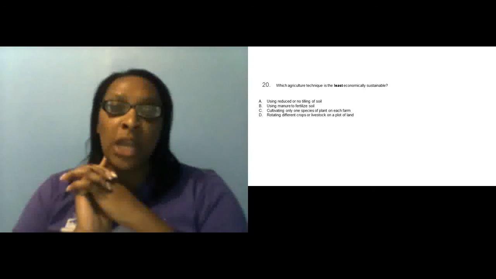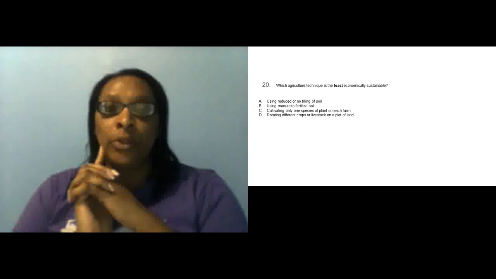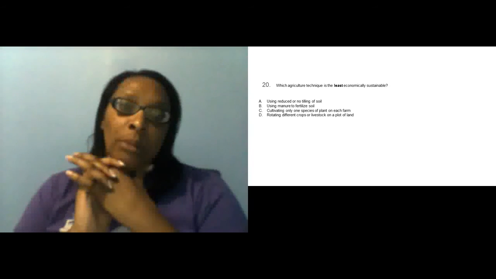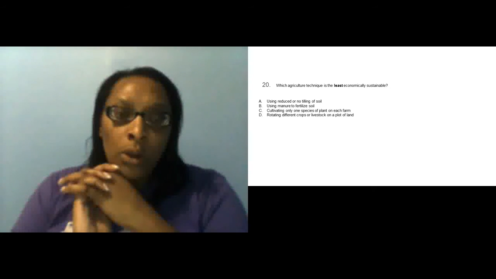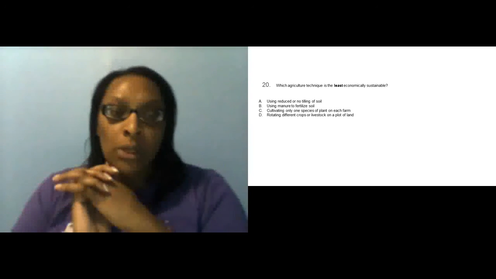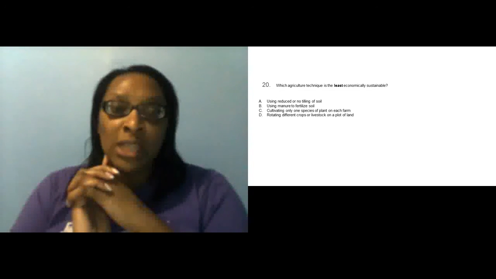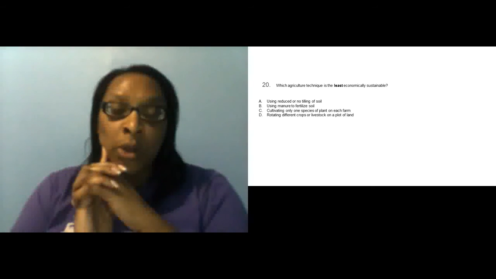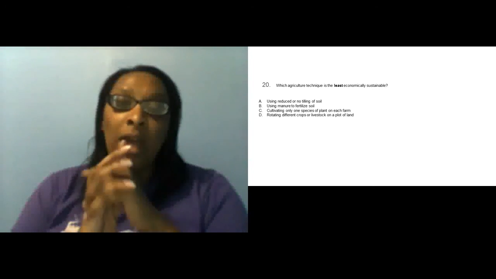Number 20. Which agricultural technique is the least economically sustainable? A, using reduced or no tilling of soil. B, using manure to fertilize soil. C, cultivating only one species of plant on each farm. Or D, rotating different crops or livestock on a plot of land.